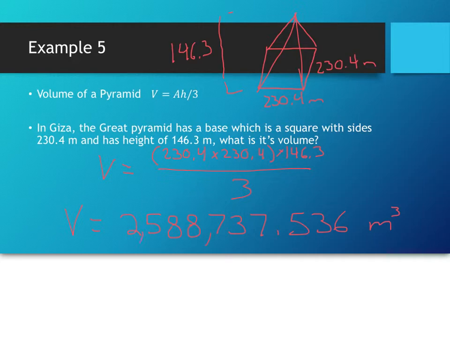2,588,737.536 cubic meters. By the way, that is a heck of a lot of cubic meters of stone and rock and those kinds of things. And it is quite amazing that people back in the day moved that without any nice excavators or anything like that. Quite amazing, the feat that was accomplished by the ancient Egyptians.